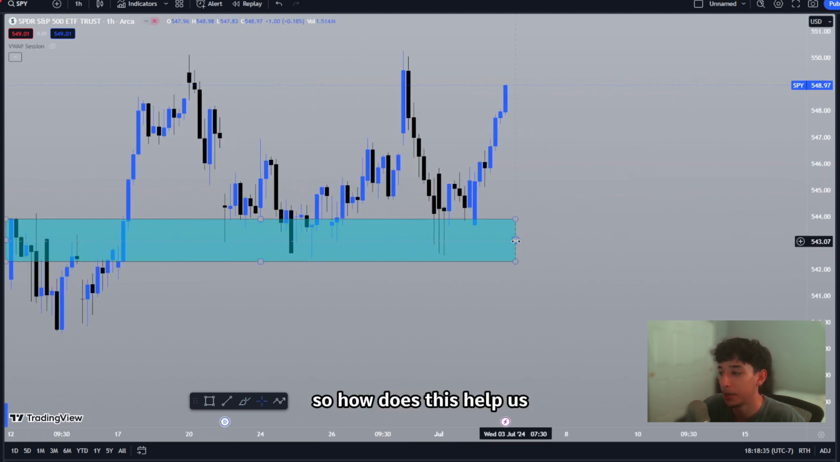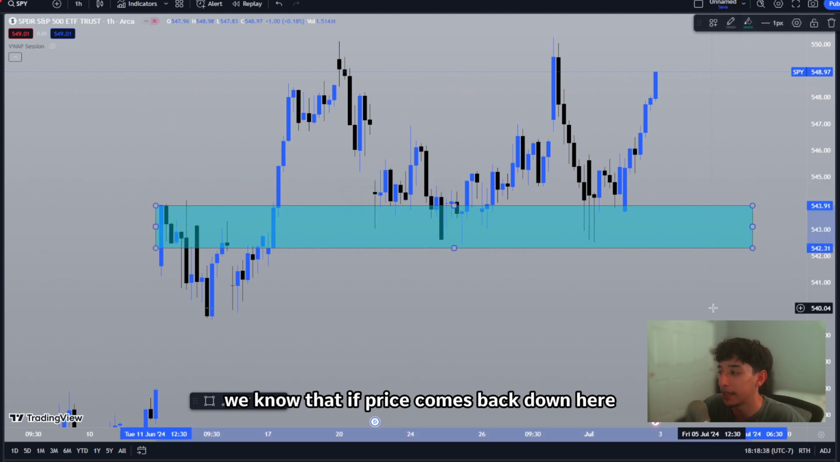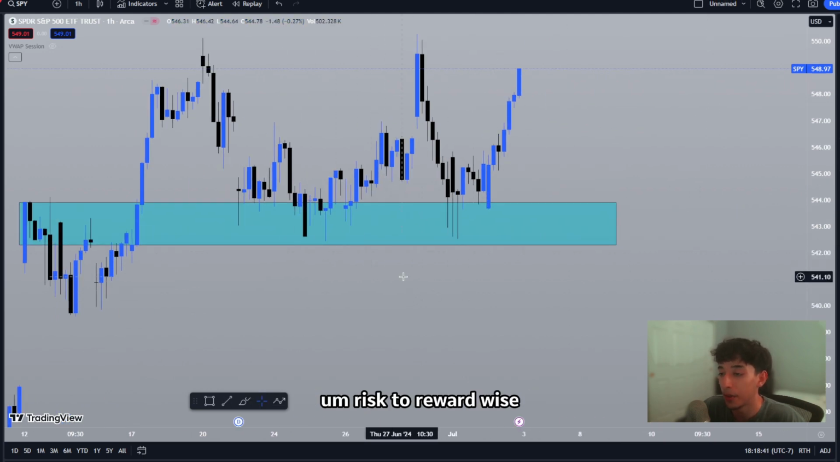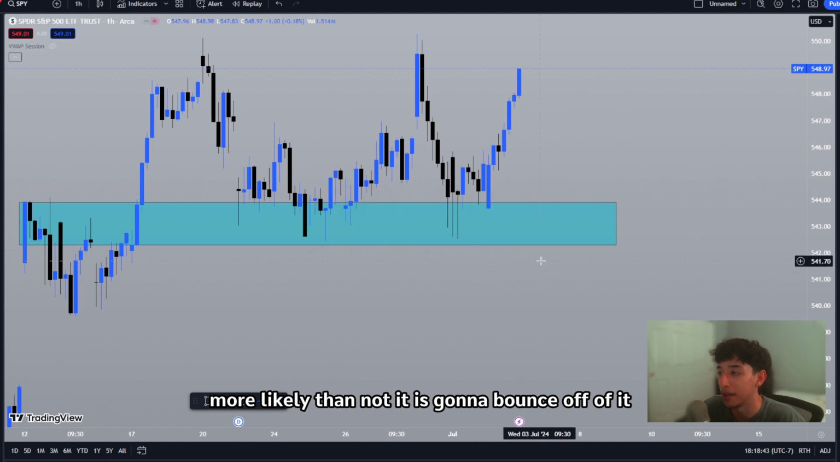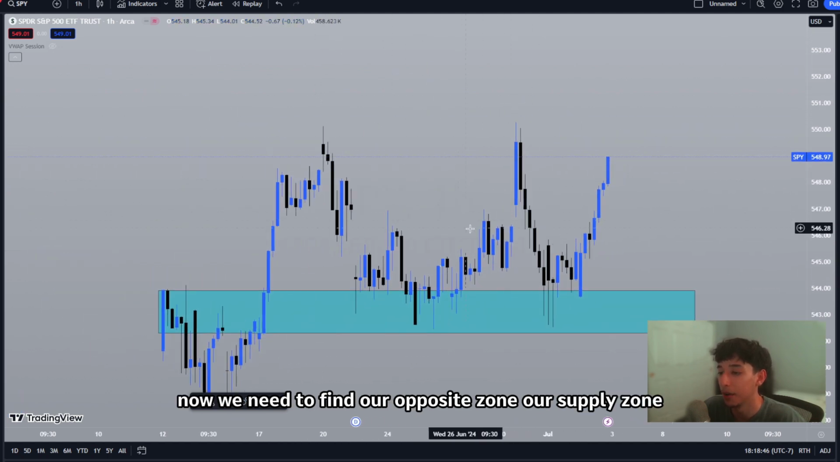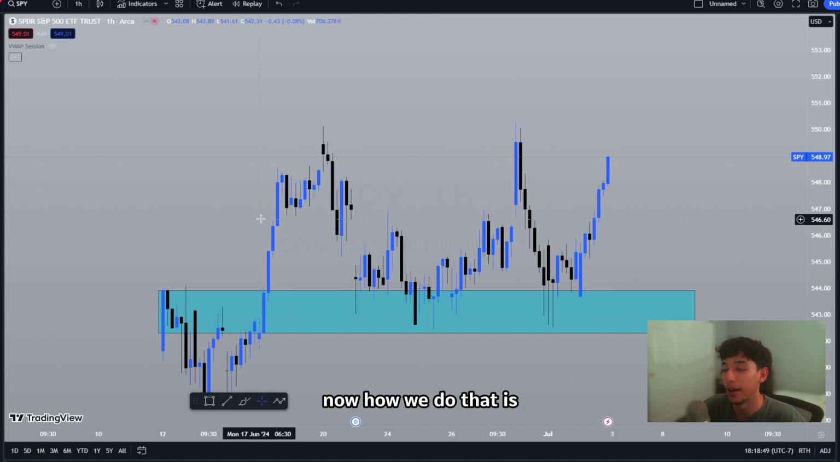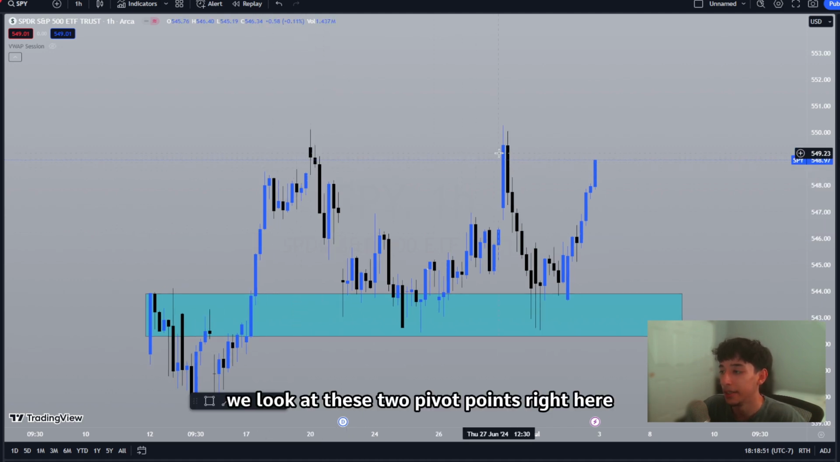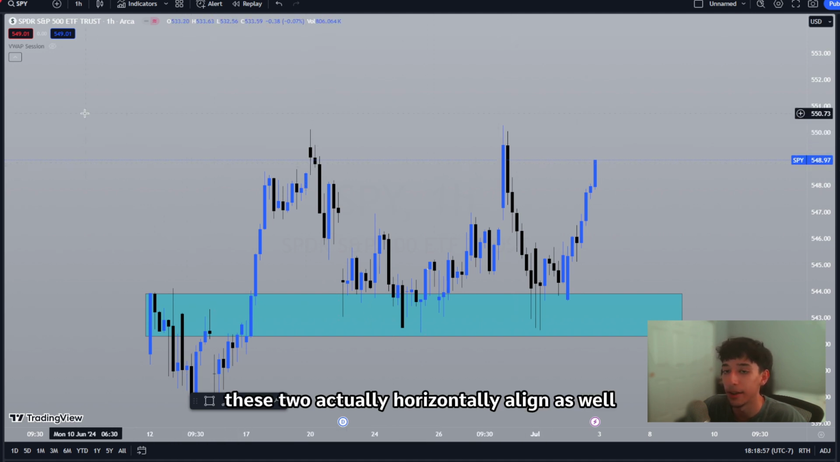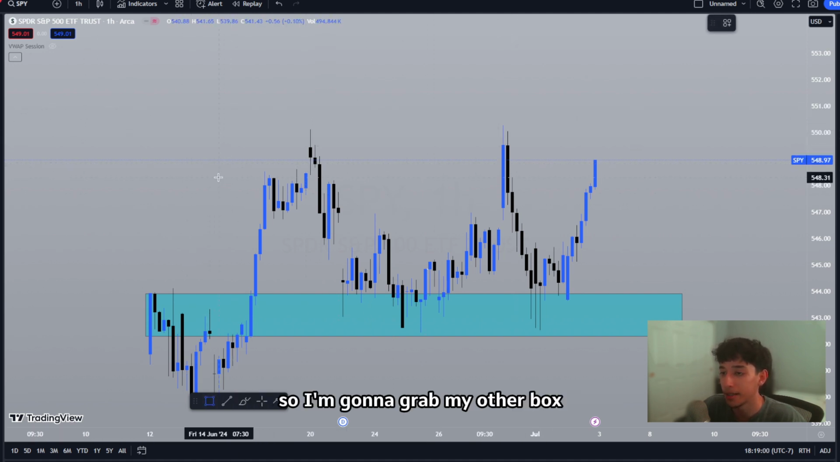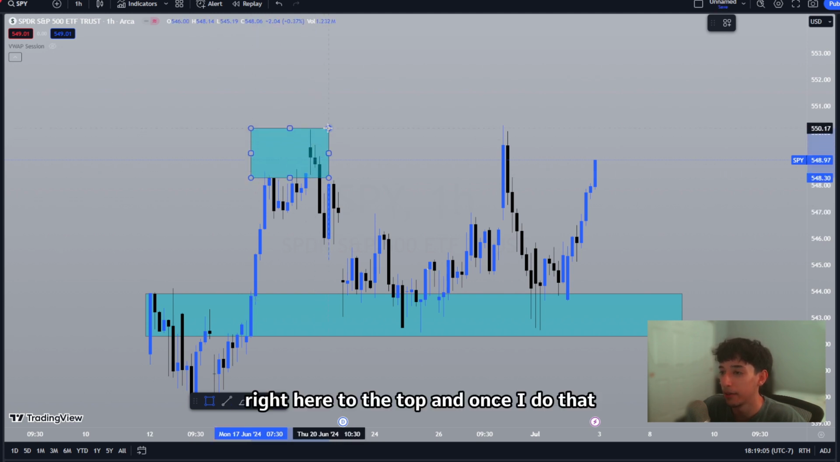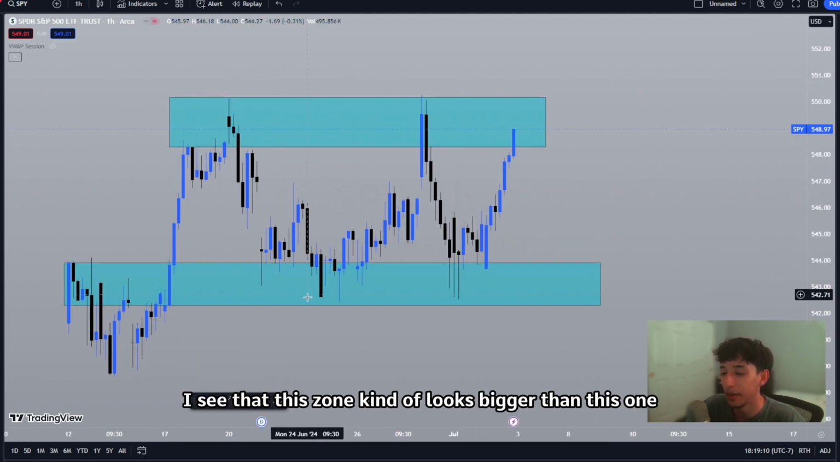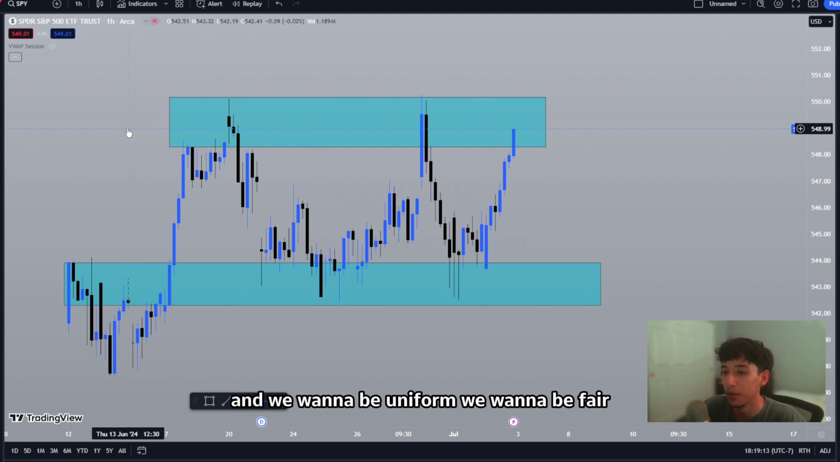So how does this help us? We know that if price comes back down here, risk to reward wise, more likely than not, it is going to bounce off of it. Now we need to find our opposite zone, our supply zone. We look at these two pivot points right here, and you can see these two actually horizontally align as well. I'm going to grab my other box and take it from the bottom right here to the top. Once I do that, I see that this zone looks bigger than this one, and we want to be uniform. We want to be fair.